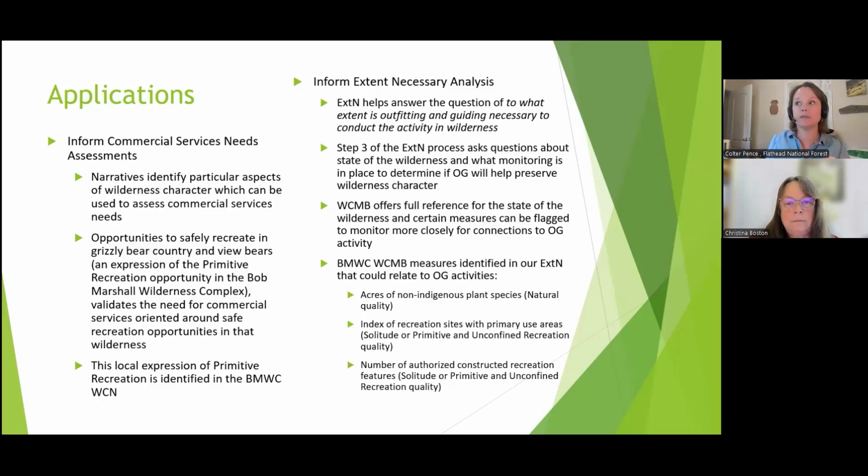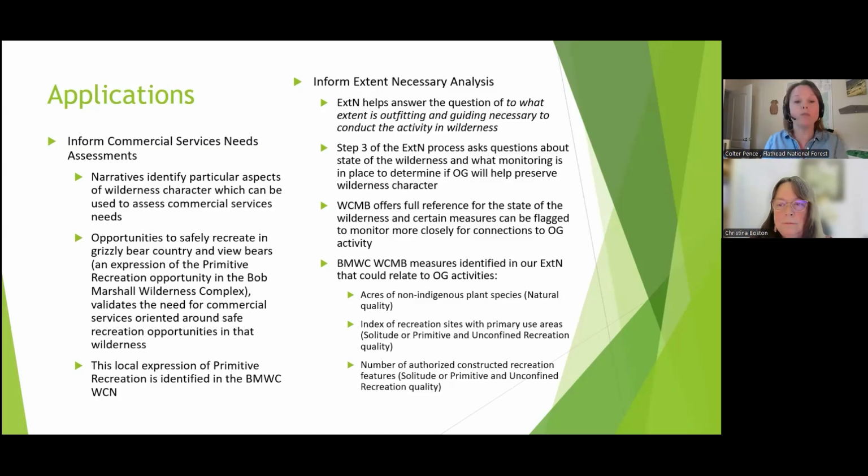A similar application, but an extension of it, is the extent necessary analysis for outfitting and guiding in wilderness. In this case, we've used our wilderness character monitoring baseline document for the extent necessary component. Extent necessary answers the question of to what extent outfitting and guiding is necessary in wilderness. If you're using the framework, there's a 3-step framework out there for extent necessary. The third question asks about the state of wilderness. What is the state of your wilderness?